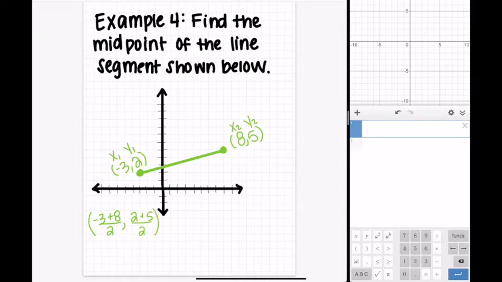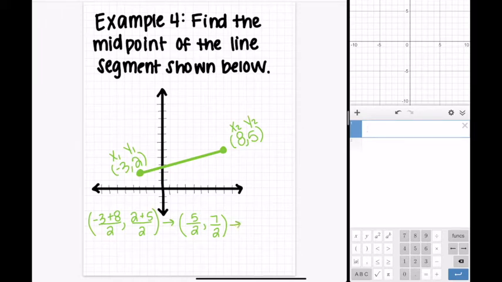Now always make sure that you simplify the top completely. Just because you see a 2 over 2 here, you can't cross those out. You have to do that addition in the top. Right, so negative 3 plus 8 is 5 over 2. And then 2 plus 5 is 7 over 2. So these aren't whole numbers, and that's okay.